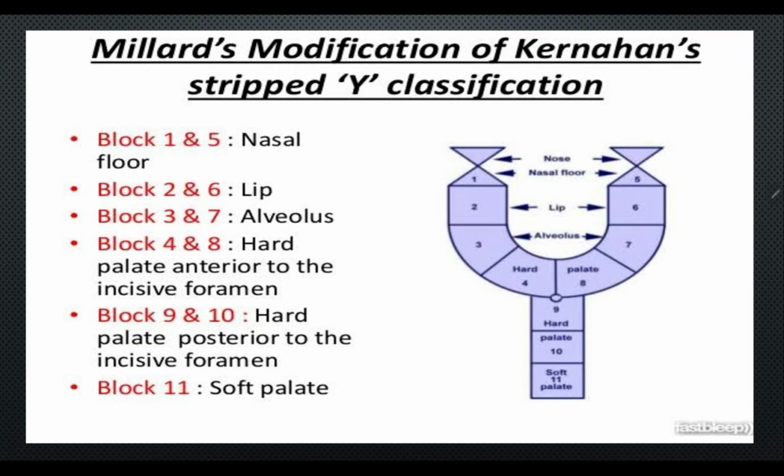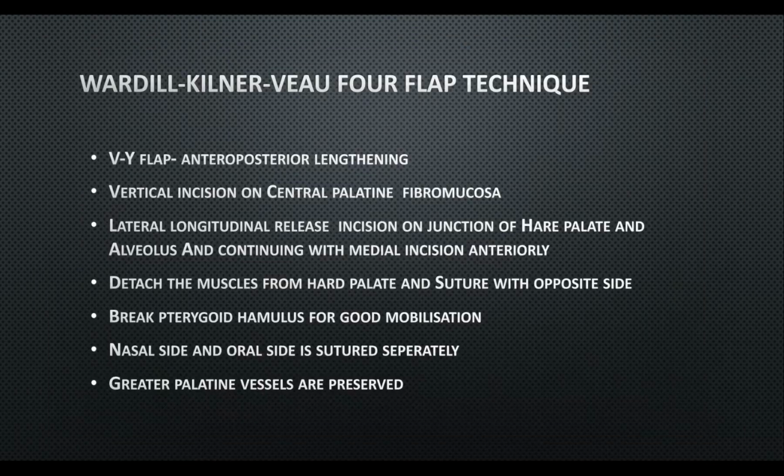This is Millard's modification of Kernahan's Y classification. It is again the same. Here 1 and 5 are the nasal floor, 2 and 6 represent the lip, 3 and 7 the alveolus, 4 and 8 the hard palate, and this is the incisive foramen we saw. 9 and 10 are hard palate posterior to the incisive foramen, and 11 is for soft palate. This is Millard's modification of Kernahan's striped Y classification of cleft lip and cleft palate.